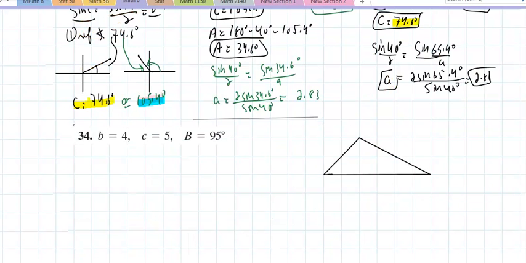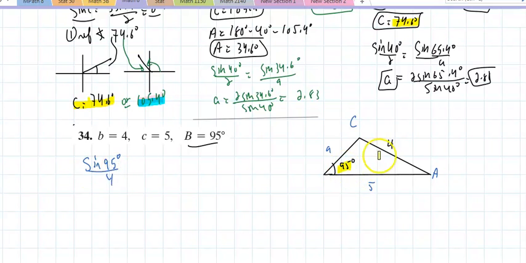34 is the last problem. This says B is 4. Let's say that's 4. And the angle opposite of 95 degrees. Very good. Let's say this is C, this is 5, and this is A, and that's A. So I could do this two ways. I could do it the brute force, sine of 95 degrees to 4.